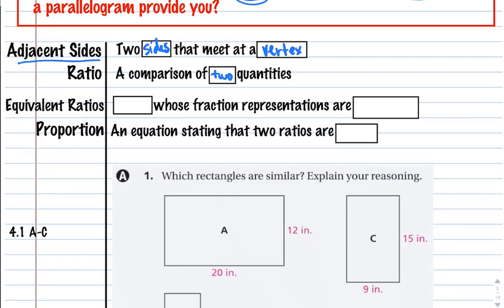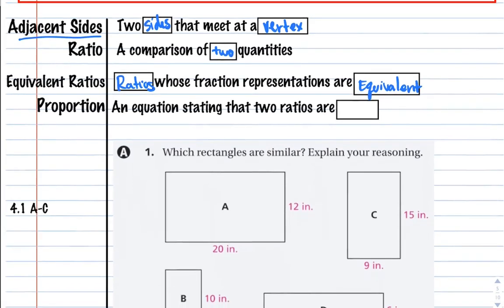Okay, equivalent ratios. Equivalent ratios are ratios whose fraction representations are equivalent. Now I'm not using the word congruent here because we're talking about a numerical value. Congruent is talking about shapes, okay? And we're talking about numbers here, numbers specifically.